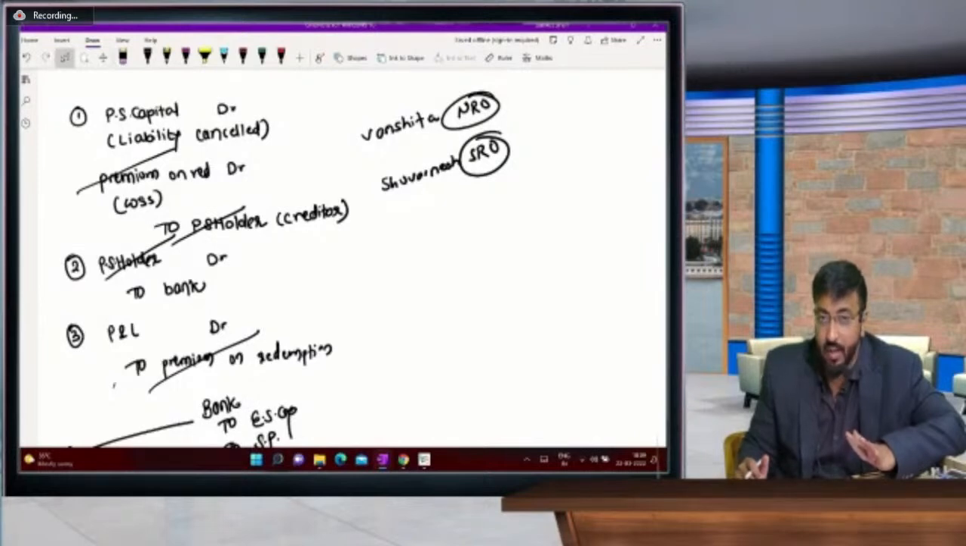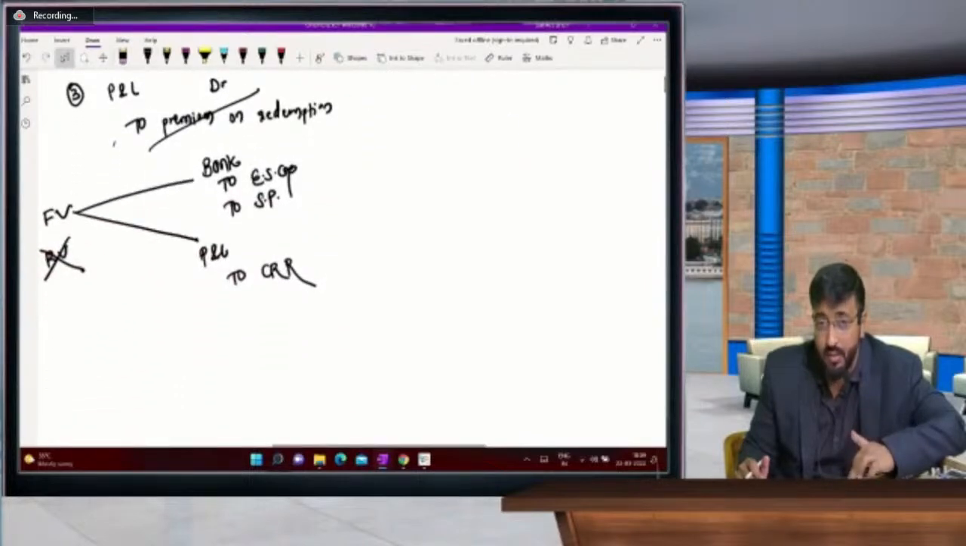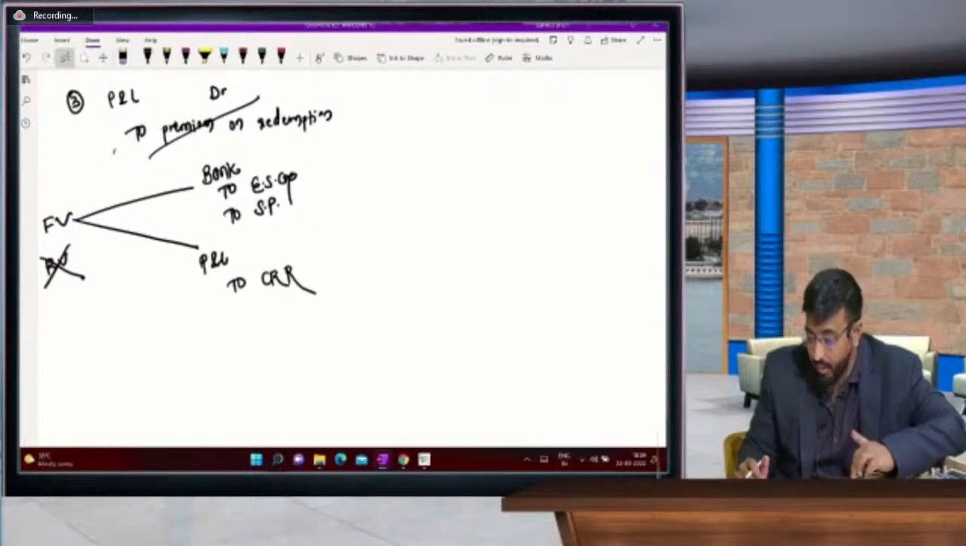Preference share capital account debit, liability, premium on redemption to preference shareholders to bank. Please recall these entries. P&L account debit to premium on redemption, then bank account debit to equity share capital to security premium, and then P&L account debit to CRR.